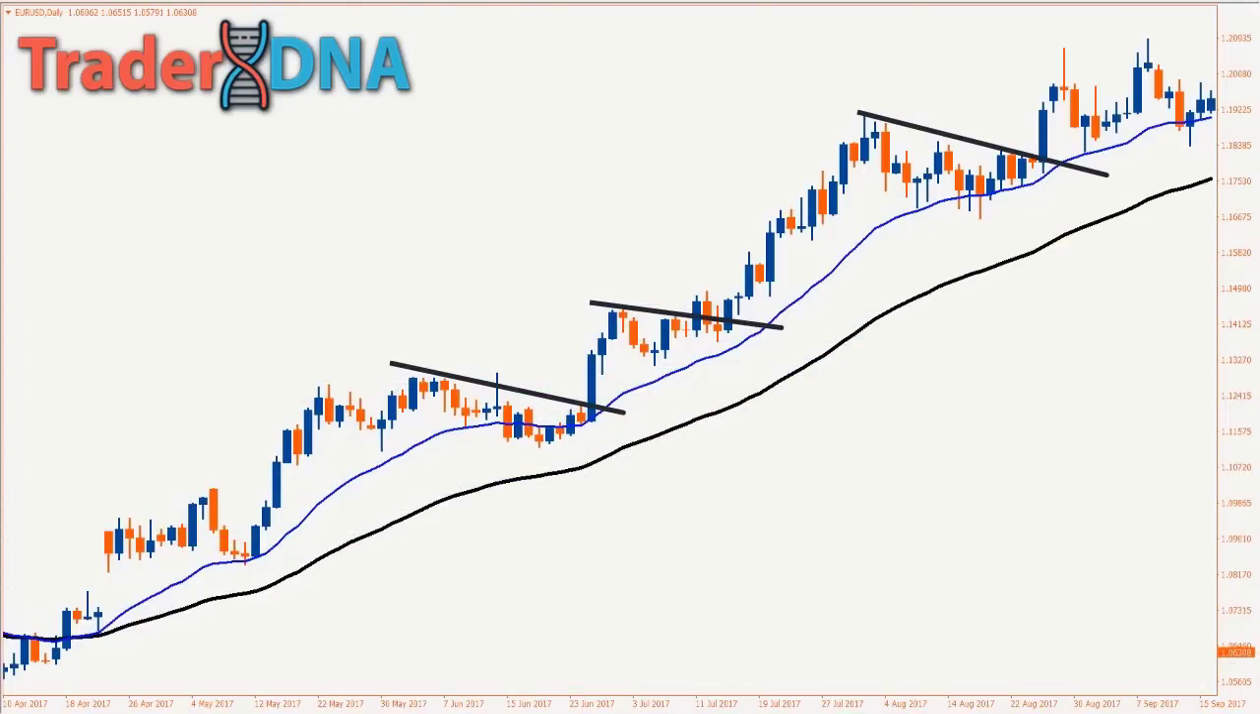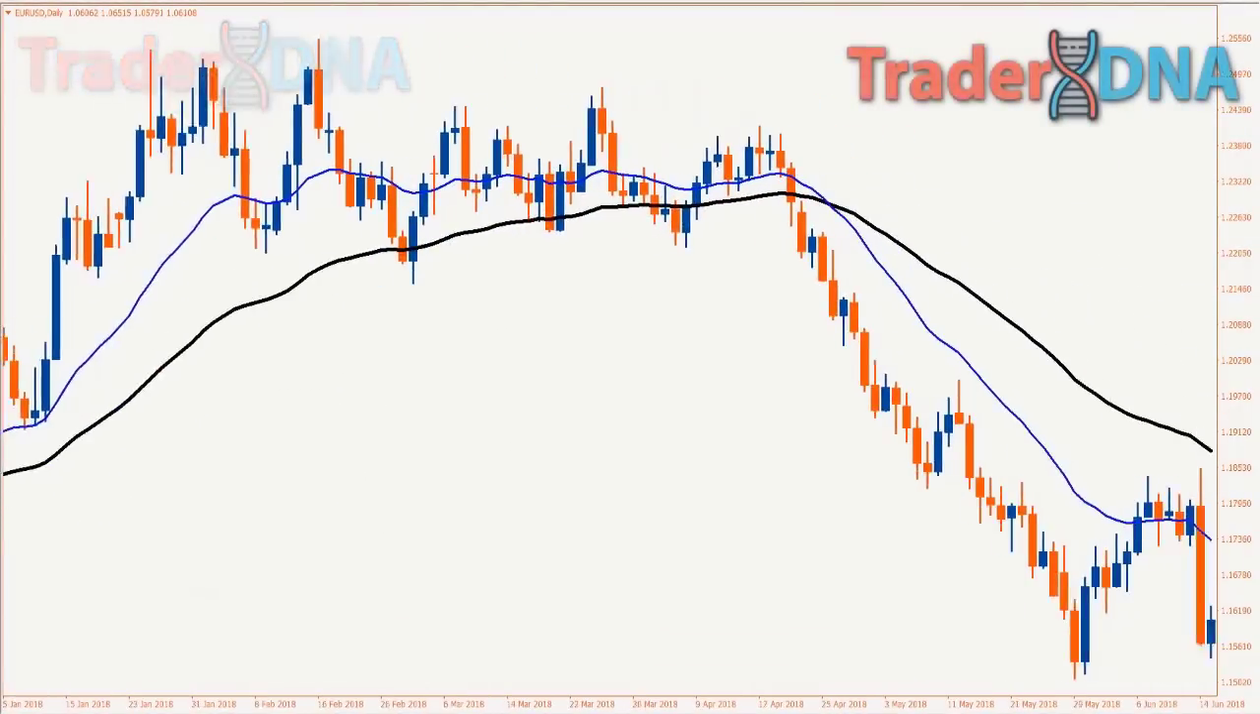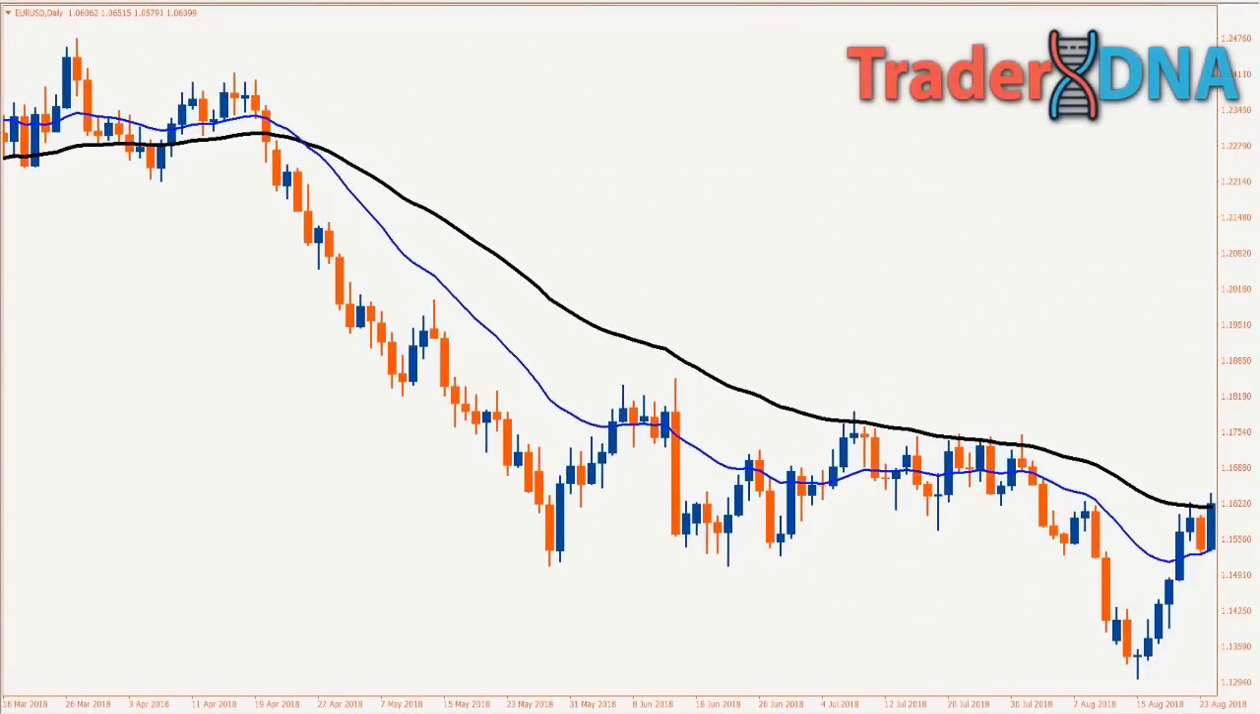You can also try putting more than two moving averages on your chart. Just as long as the lines are in order: faster moving average over slower moving average in an uptrend, and slower moving average over faster moving average in a downtrend.